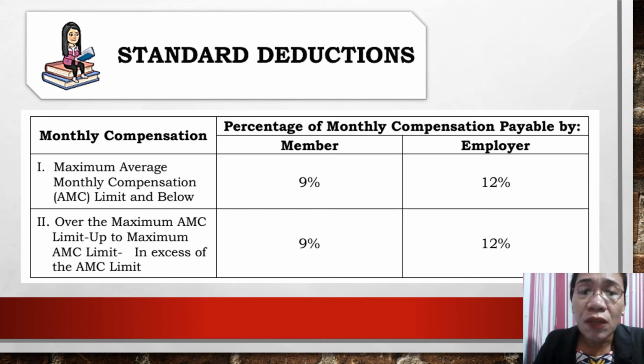So, further, members of the Judiciary and Constitutional Commissioner shall pay 3% of their monthly compensation as personal share, and their employers a corresponding 3% share for their life insurance coverage. So, ganun yun. Parang meron ding hatian sa Judiciary and Constitutional Commission. Okay? So, that's it.